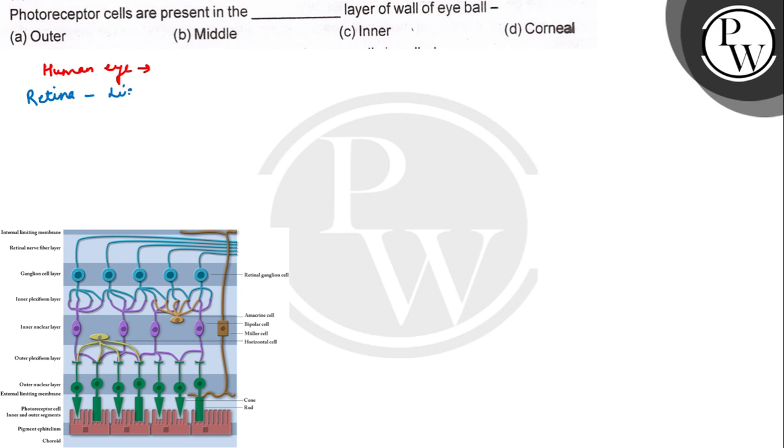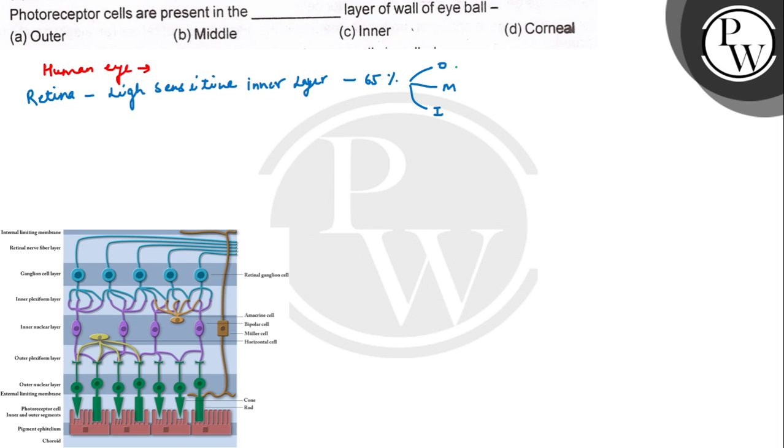Retina is a light sensitive inner layer of the eye that covers about 65% of the inner surface, and it consists of three layers. One is outer, middle and the inner.